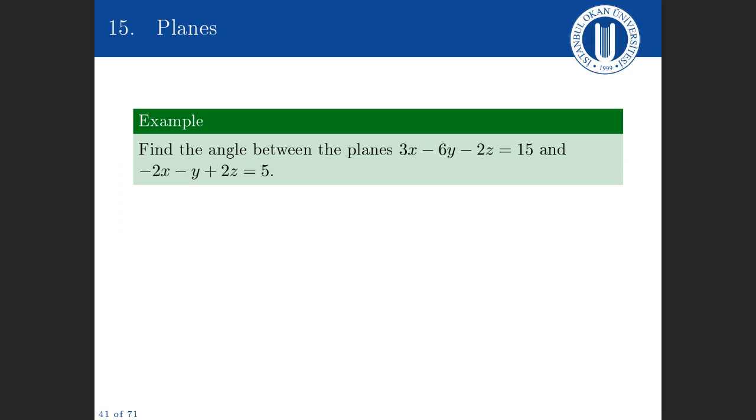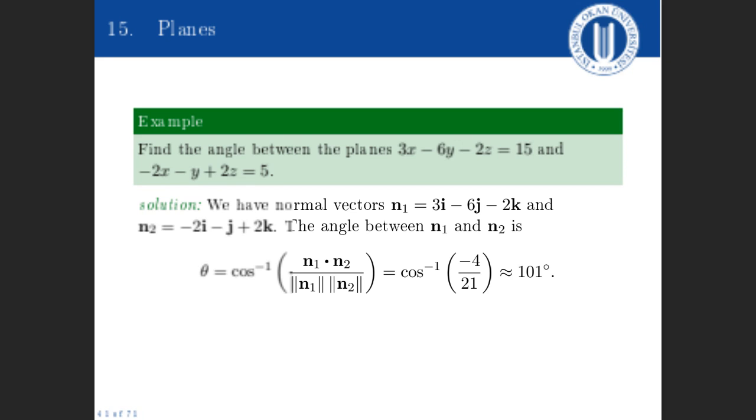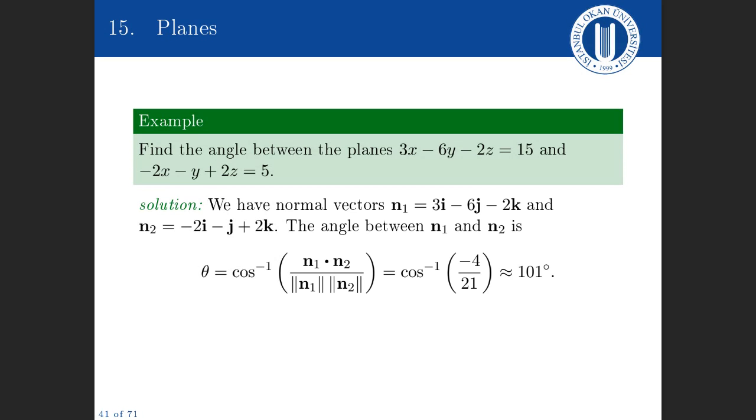Here's two planes. Find the angle between these two planes. We need the two normal vectors. That's easy to write down. And we want to calculate the angle between these two normal vectors.